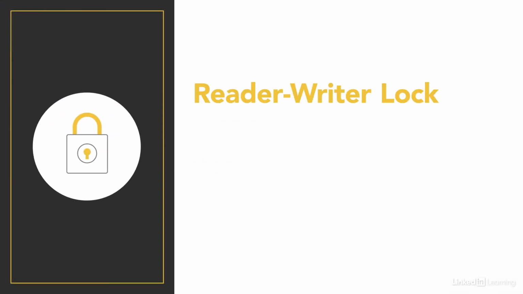That works, but it's not necessarily the most efficient way to do things, especially when there are lots of threads that only need to read. This is where reader-writer locks can be useful. A reader-writer lock, or shared mutex, can be locked in one of two ways.